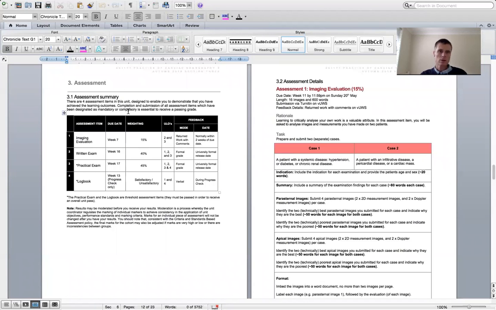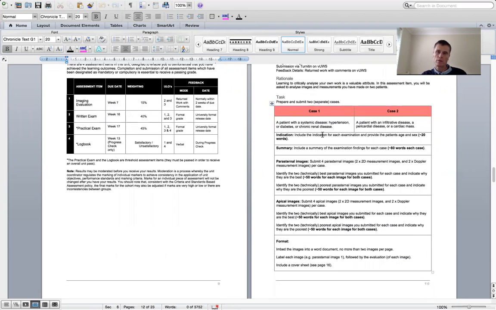So the assessment items for Practice of Cardiac Sonography, there are 4: imaging evaluation, written exam, practical exam, and the logbook. Let me just mention the imaging evaluation. The rationale behind it is to have you critically analyze your own work. So you submit 2 cases. The first one, a patient with a systemic disease. The second one, a patient with an infiltrative disease.